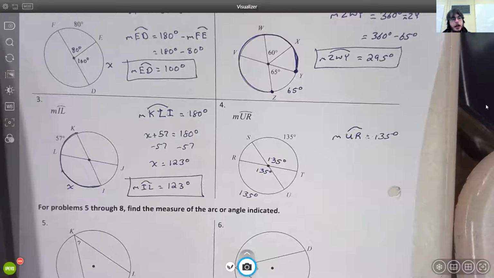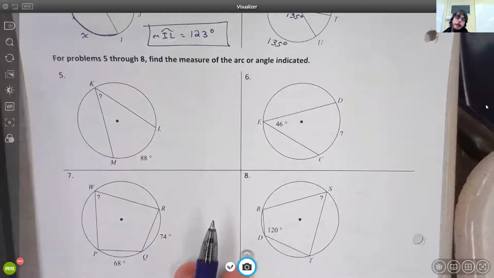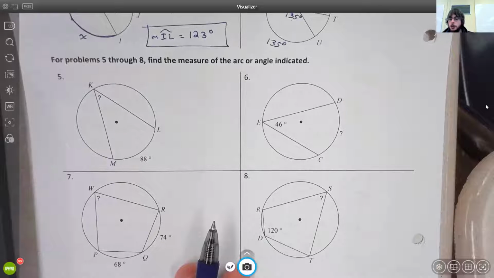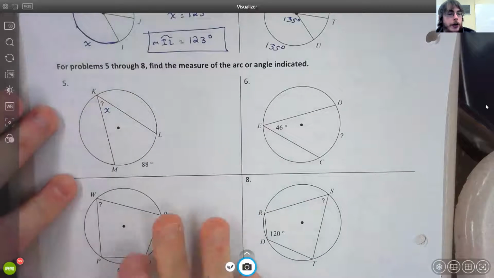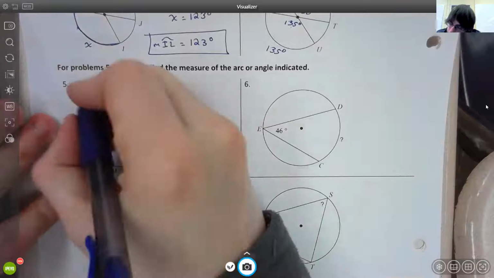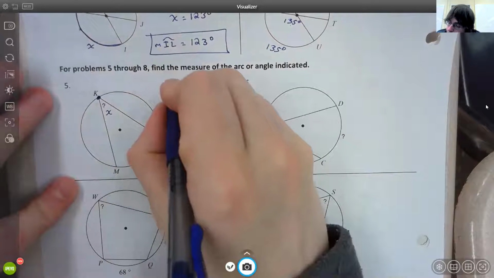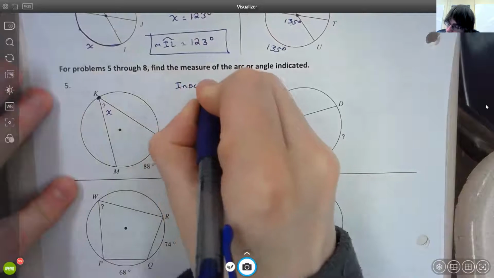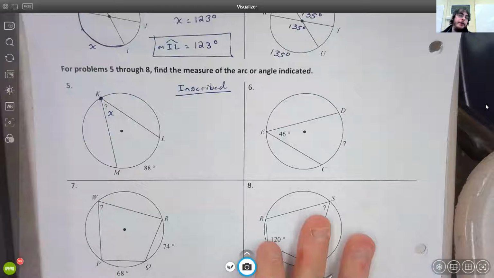All right. So let's look at numbers 5 through 8 here. It wants us to find the measure of the arc or angle indicated. So on number 5, you see that it wants us to determine this angle here. Now you'll notice this angle here is a bit different than the ones we did before. This time, K is on the circle. And anytime you have an angle with a vertex on the circle, it's called an inscribed angle. Okay, so an inscribed angle is what we have here.